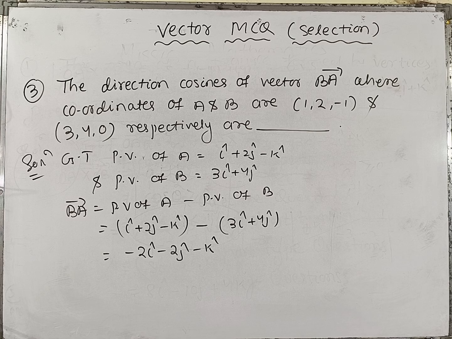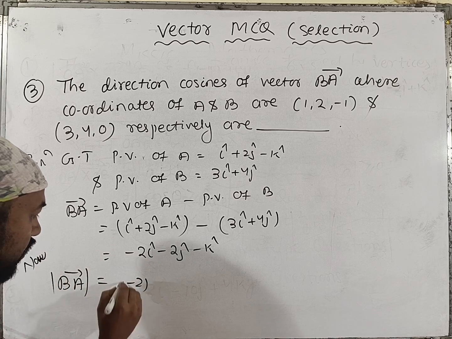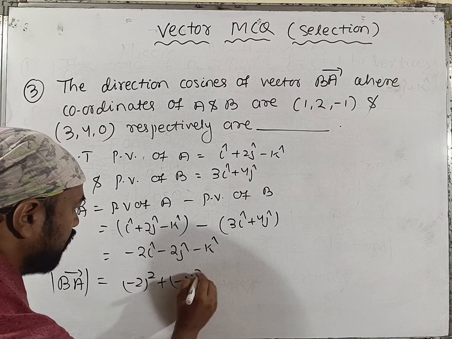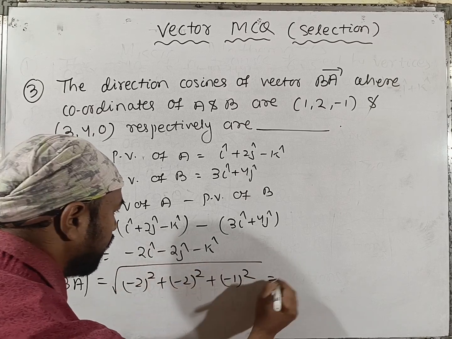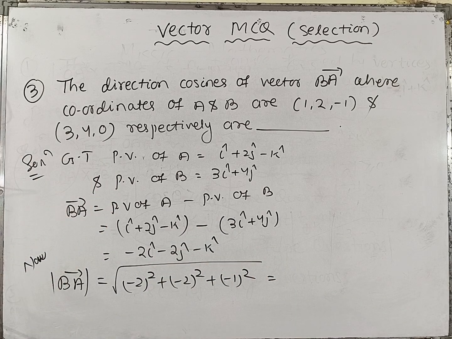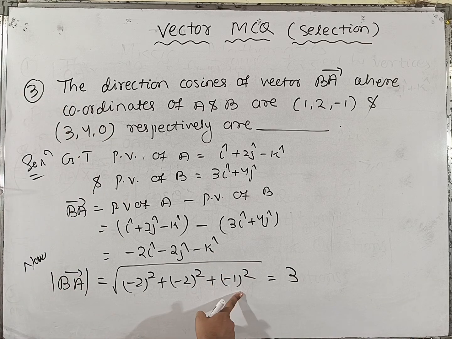Then we have to find out the magnitude of the BA vector. The magnitude of the BA vector is the square root of the sum of the squares, and by solving it we will get 4 plus 4 plus 1, that is 9, and the square root of 9 is 3. Okay, so it is the magnitude of the BA vector.